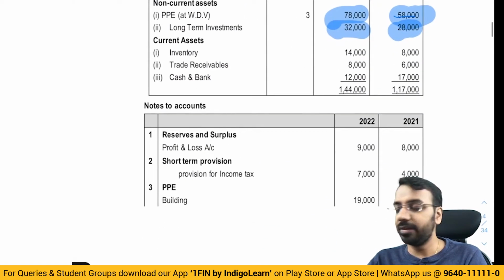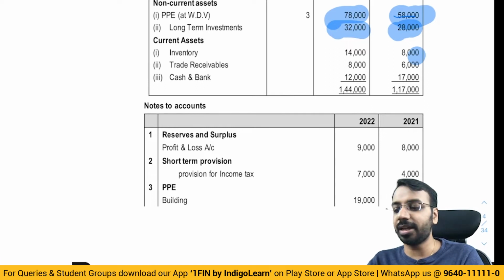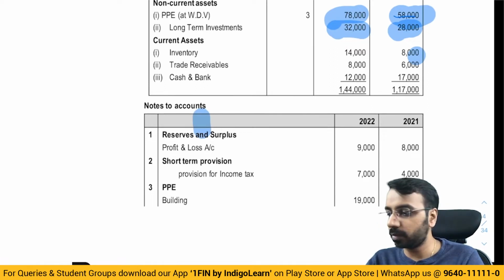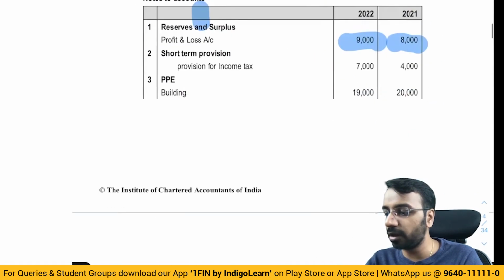Then inventory changes, working capital. For assets, what will we do? We'll take opening minus closing. Then you have trade receivable, cash and bank, right? Notes to accounts, they are given for P&L, it's only P&L. So 8,000 to 9,000. So here, whatever is the change is only for P&L.